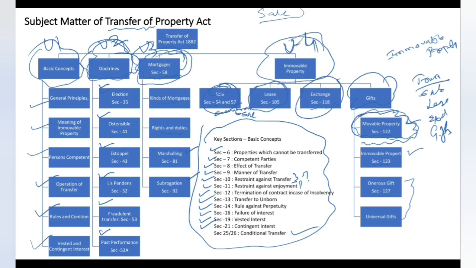It covers immovable property at a majority stage, but in a few places movable property related sections are also there. I hope you guys are clear about the overall scope of the Transfer of Property Act, four pillars, which we will be covering in subsequent videos.